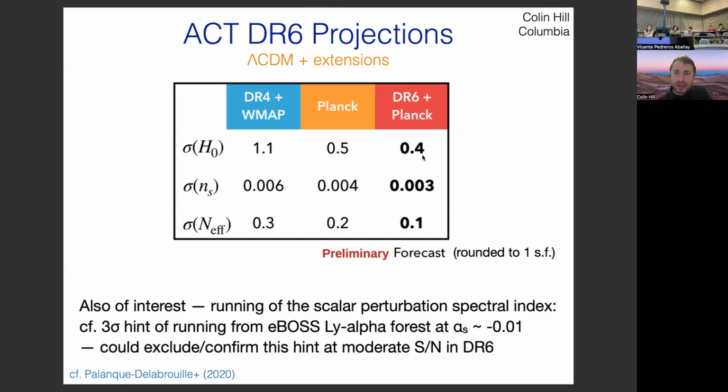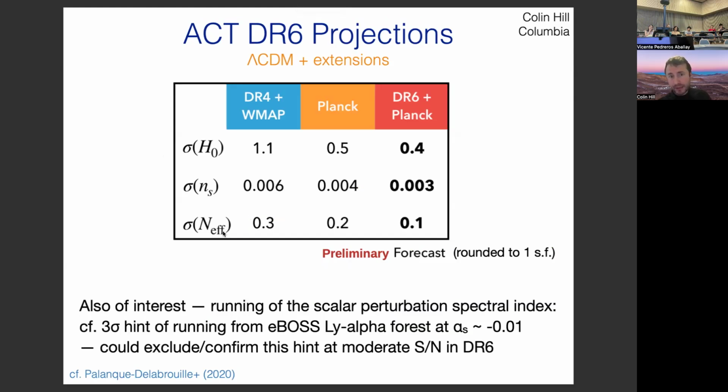So the rightmost column of this table is the forecast for a combined analysis of the DR6 power spectra plus Planck power spectra. So within lambda CDM, the gains, they're not zero. We improve the constraint on H naught, for example. We improve the constraint on the scalar spectral index as well. But it's really beyond lambda CDM models where we start to see significant gains. Really, they come from pushing these measurements out into the smaller scales that Planck does not probe.